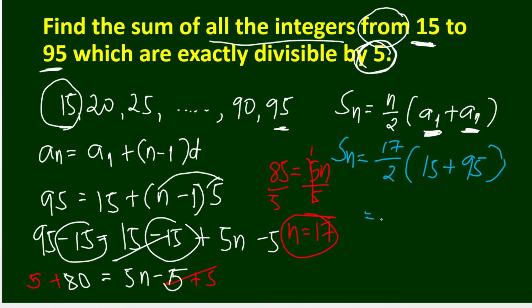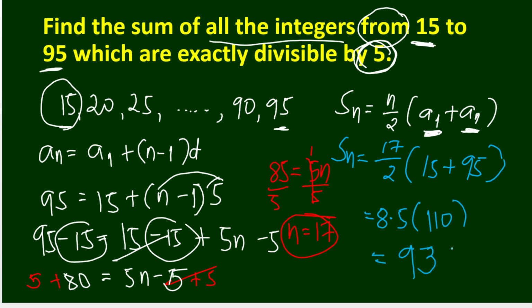Kompleto na yung ating ingredients dito sa formula na to. Ibig sabihin, pwede na nating tapusin yung ating pag-multiply. So we have 17 at pag-divide. 17 divided by 2 is equal to 8.5 times 15 plus 95 is equal to 110. And then multiply natin sa 8.5 sa 110. That will give us 935.